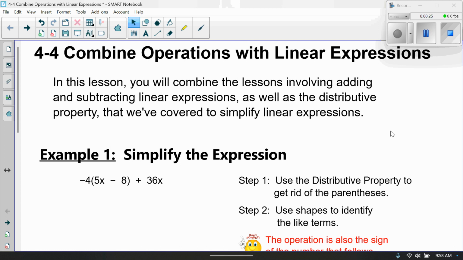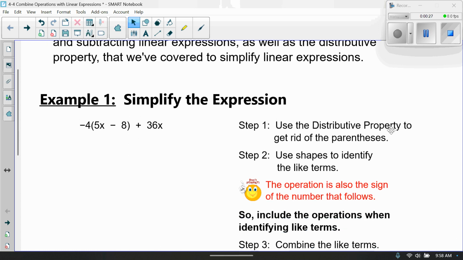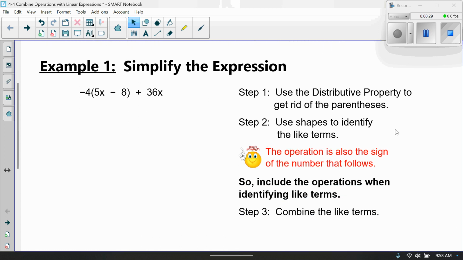So, in this one, all you have to do is write down all of the steps for all of the examples, okay? So for example 1, we're going to simplify this expression. Notice you'll still see there's distributive property, and there's like terms, and there's parentheses, so we're going to use everything that we learned in lesson 4-1 to 4-3, okay?